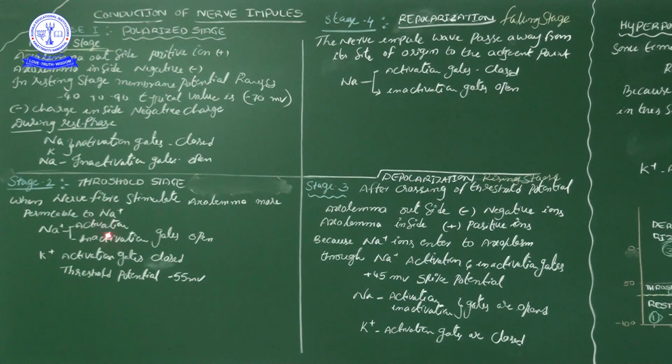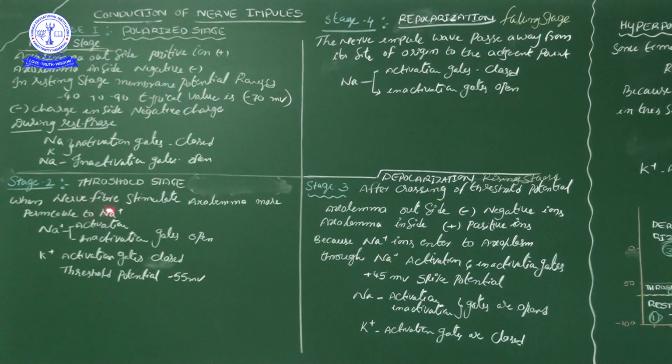See, the activation and inactivation gates of the sodium channels are both open. That is the reason why, at the threshold stage, more sodium ions are moving from outside to inside. Because both gates are open, but simultaneously the potassium gates are closed, so the movement of potassium ions is very little. The movement of sodium ions is very high, from the extracellular fluid outside the axolemma toward the axoplasm. So sodium ions are moving rapidly inwards.